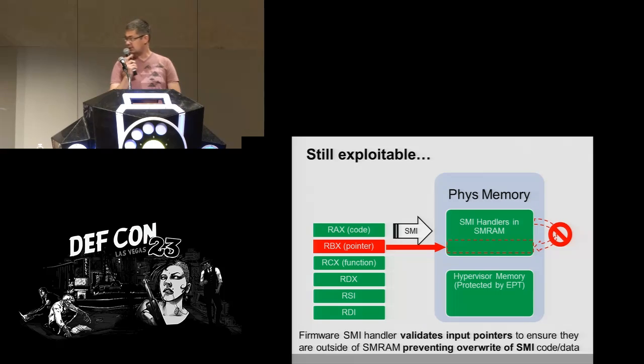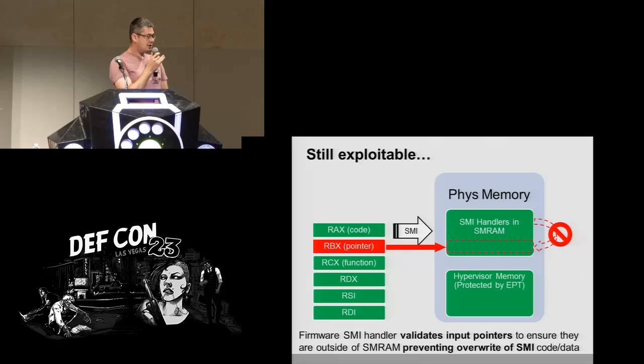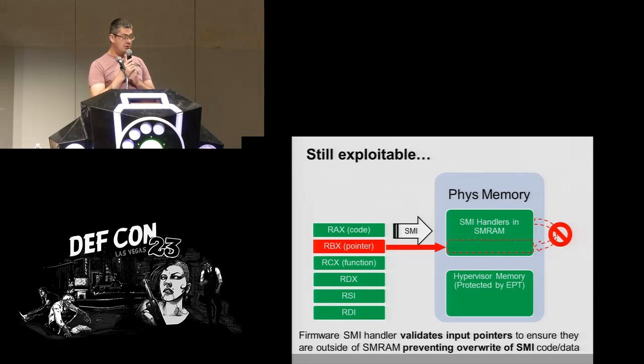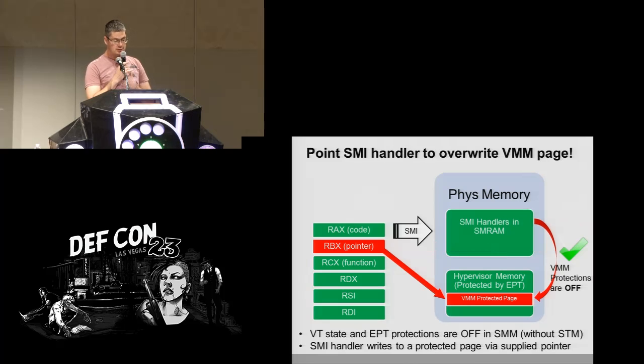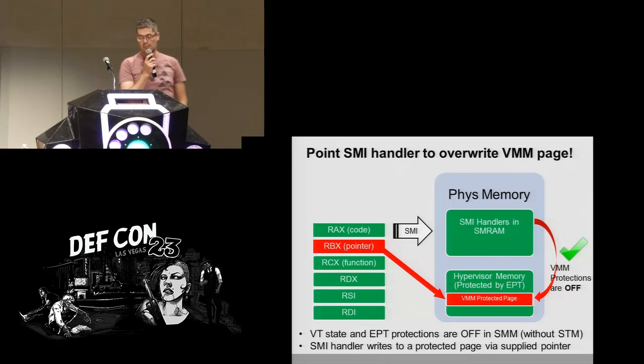But what if the SMI handler is implemented correctly, and it checks that the pointer is not in SMRAM, because that's the only thing it can do, since it knows where the SMRAM is, but it has no idea of the virtual machine partitioning, where the hypervisor memory is, and where the virtual machine memory is. So the attacker can supply a pointer pointing somewhere in physical memory, and this memory can be hypervisor memory. And the SMI handler will still write data to this memory because it's outside of SMRAM. So from the point of view of the SMI handler, it's a completely legal operation.